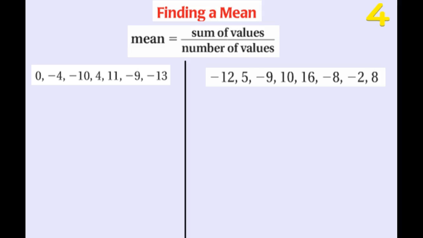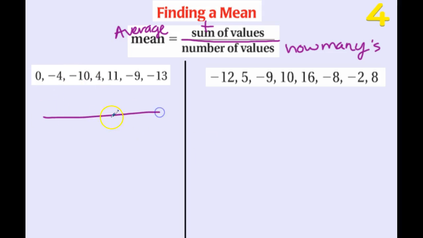Last, we have what's called the mean. Another word for mean is the average. Average is adding up all of your values, finding the sum of all the values, and dividing by how many numbers you have. That's the number of values. So we're going to add them up and divide by how many. We know we have 1, 2, 3, 4, 5, 6, 7 numbers. So we're going to divide by 7. Yes, 0 counts as a number.